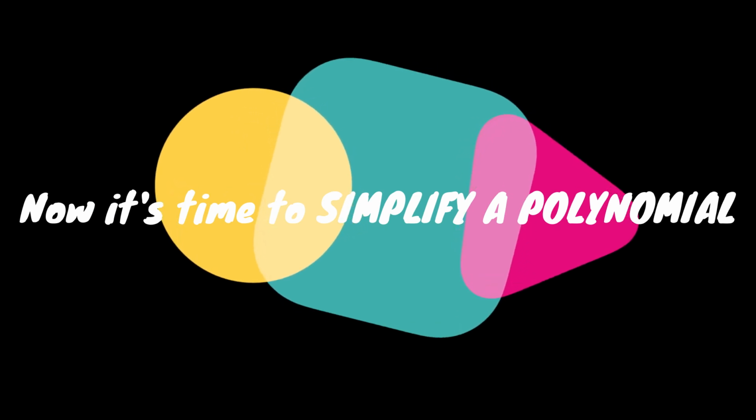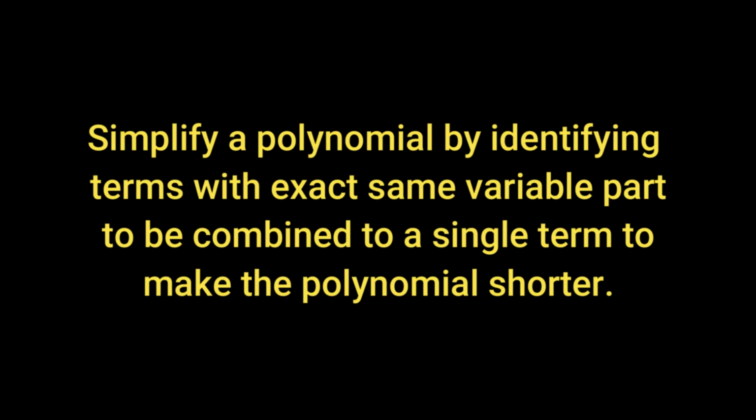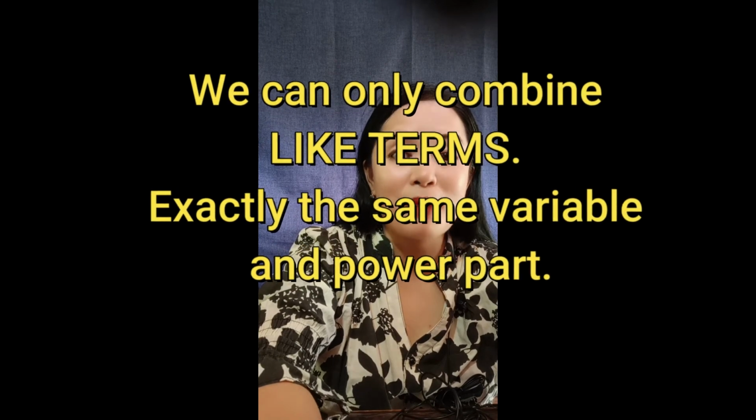In simplifying a polynomial, we have to identify terms with the exact same variable part to be combined into a single term to make the polynomial. So again, we can only combine like terms, exactly the same variable and power part.